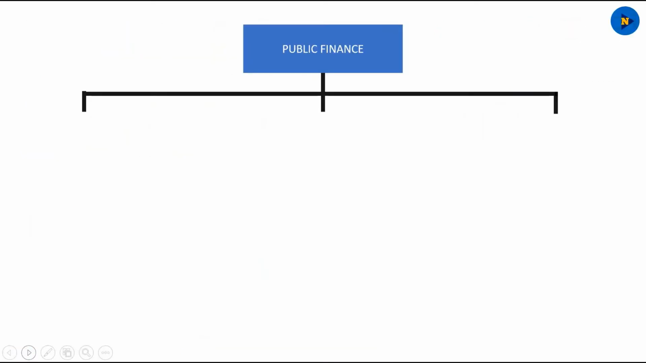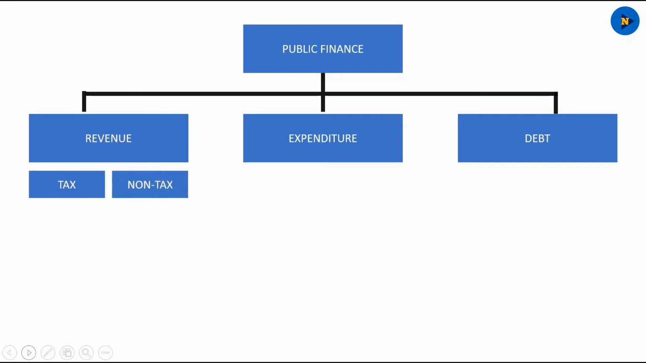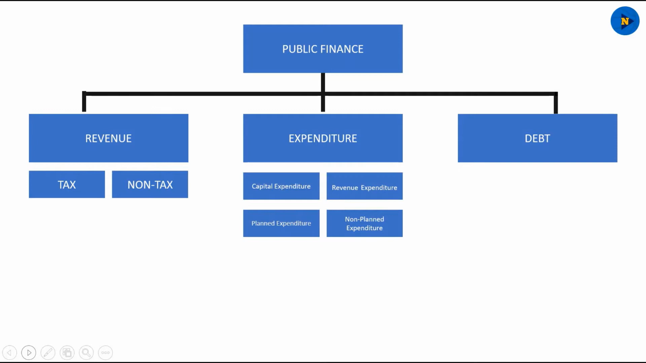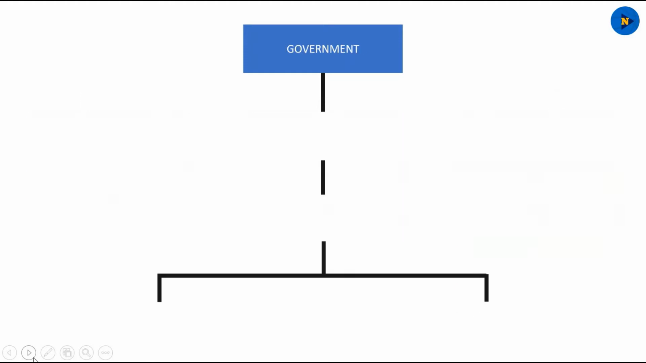So public finance can be divided into 3 components: revenue, expenditure, and debt. There's 2 types of revenue, tax and non-tax, 4 types of expenditure, capital, revenue, planned, non-planned, and debt, internal debt, external debt, productive, unproductive, compulsory, voluntary, redeemable, irredeemable. So we'll be looking into each of these in depth very soon.